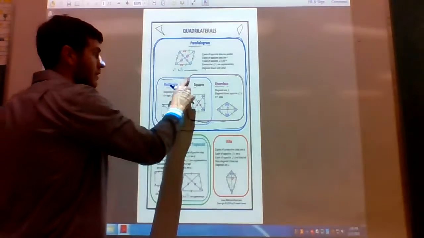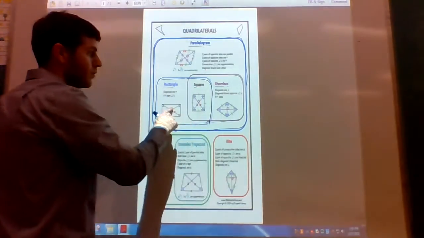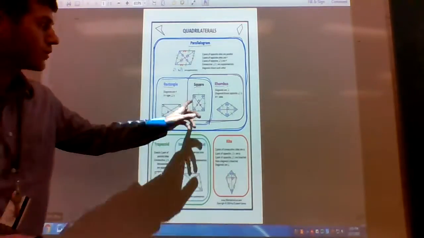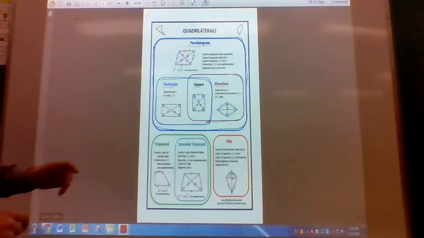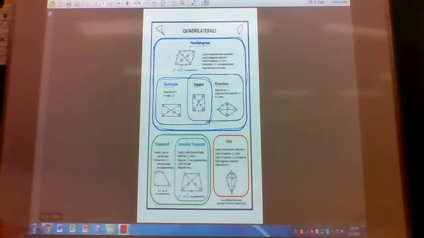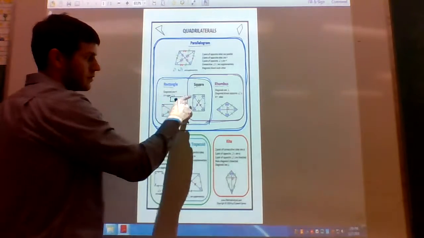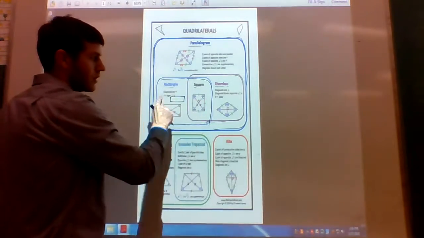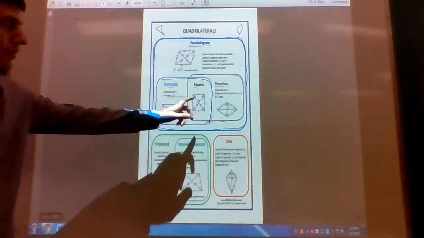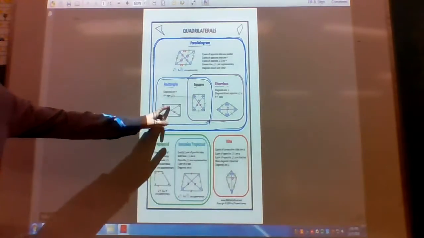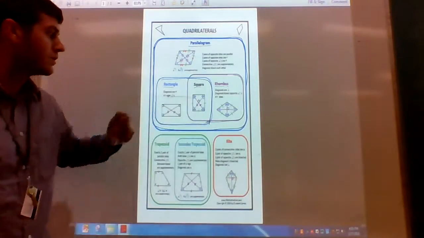For the rectangle, a rectangle is defined as having 4 right angles. A square has 4 right angles, so all squares are rectangles. But again, not all rectangles are squares. You can have rectangles out here that are not squares. They don't have all 4 sides congruent, because a square needs to be a rhombus and a rectangle. It needs to have 4 congruent sides and 4 right angles. 4 congruent sides, 4 right angles makes it a square.